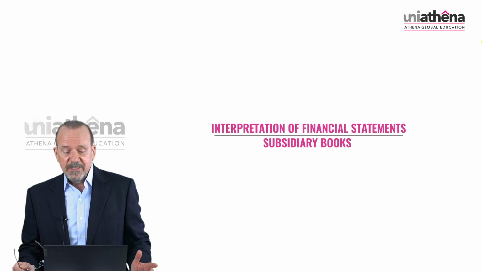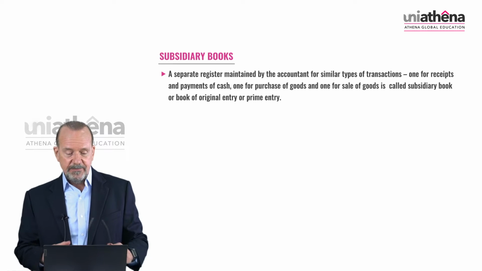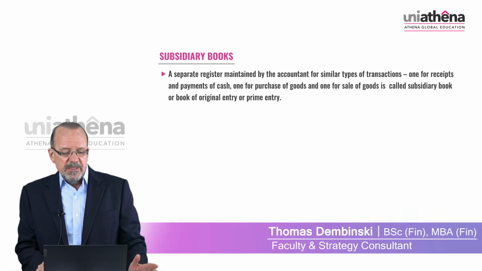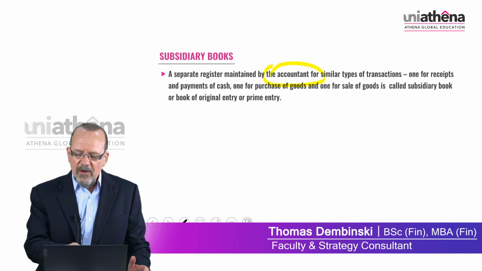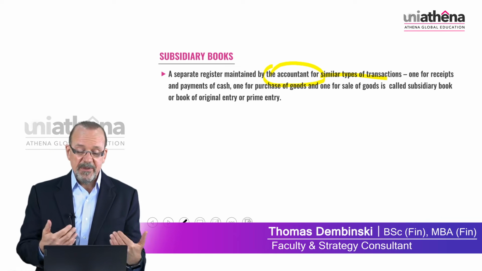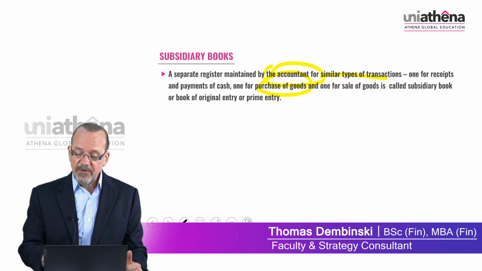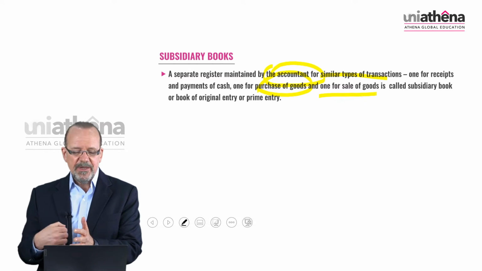Hello and welcome to our discussion on the interpretation of financial statements, subsidiary books. Subsidiary books represent a separate register maintained by the accountant on similar types of transactions. Examples would be one for receipts, one for payments of cash, receipt of purchase of goods, sales of goods. These are all called subsidiary books or subsidiary ledgers.